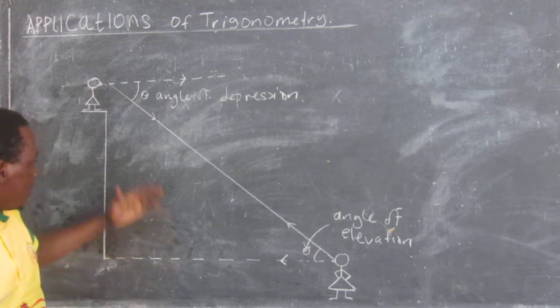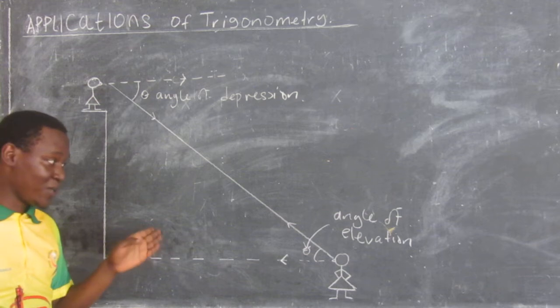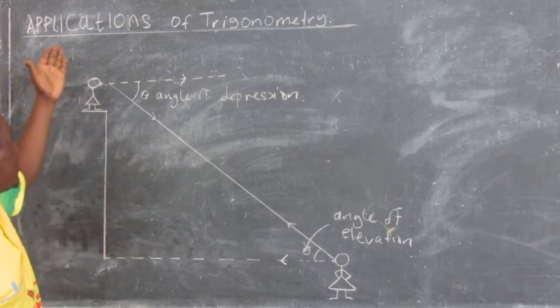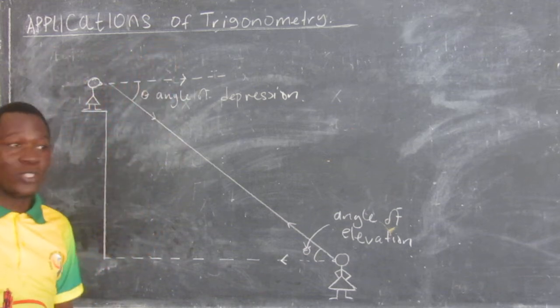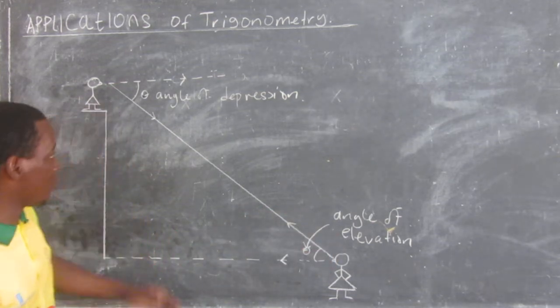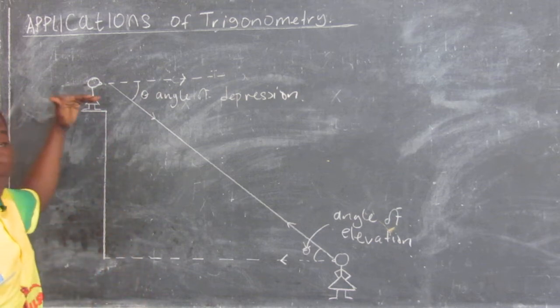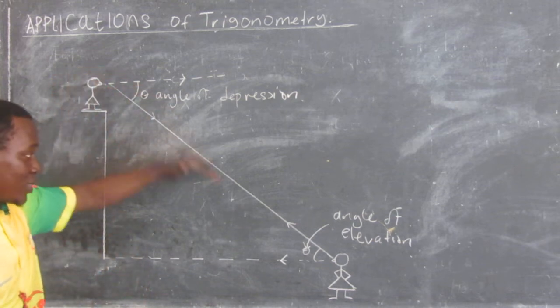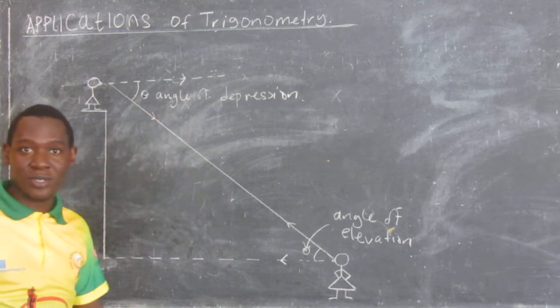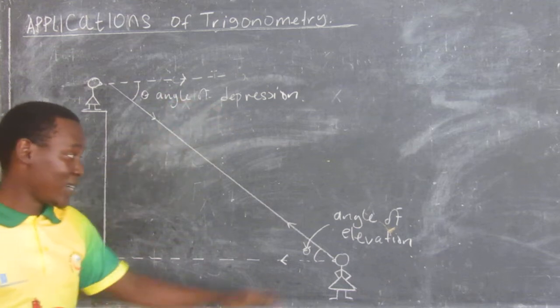Let me hope we have understood this concept, because it is going to be of much use when you are dealing with applications of trigonometry. You need to understand what we mean by angle of elevation and angle of depression. When an element is up and wants to get down, it goes through the angle of depression. When an element is down and wants to go up, it uses the angle of elevation.